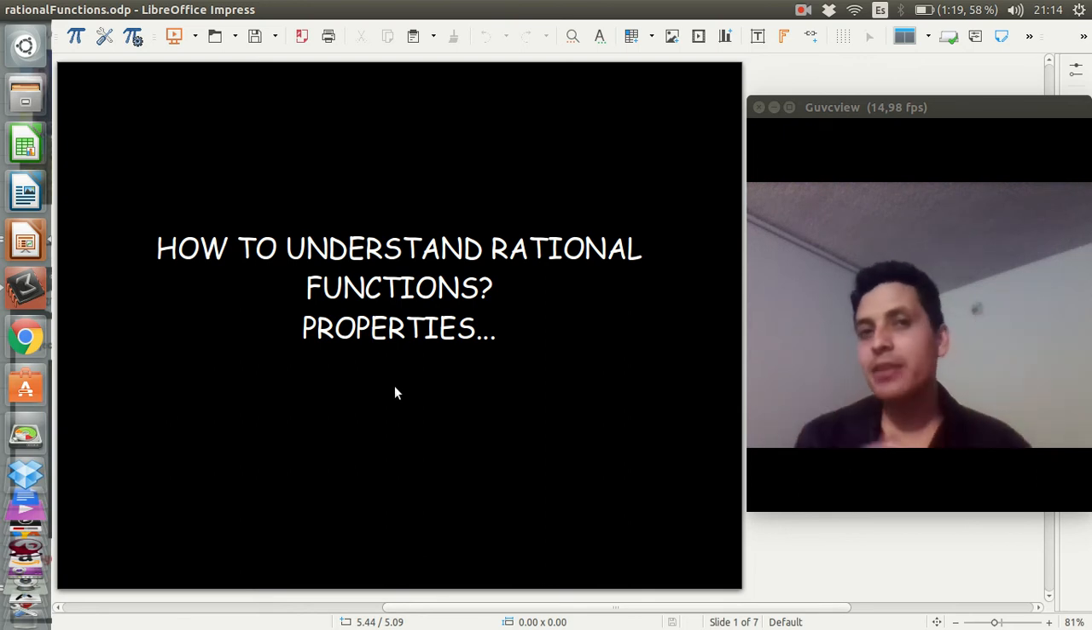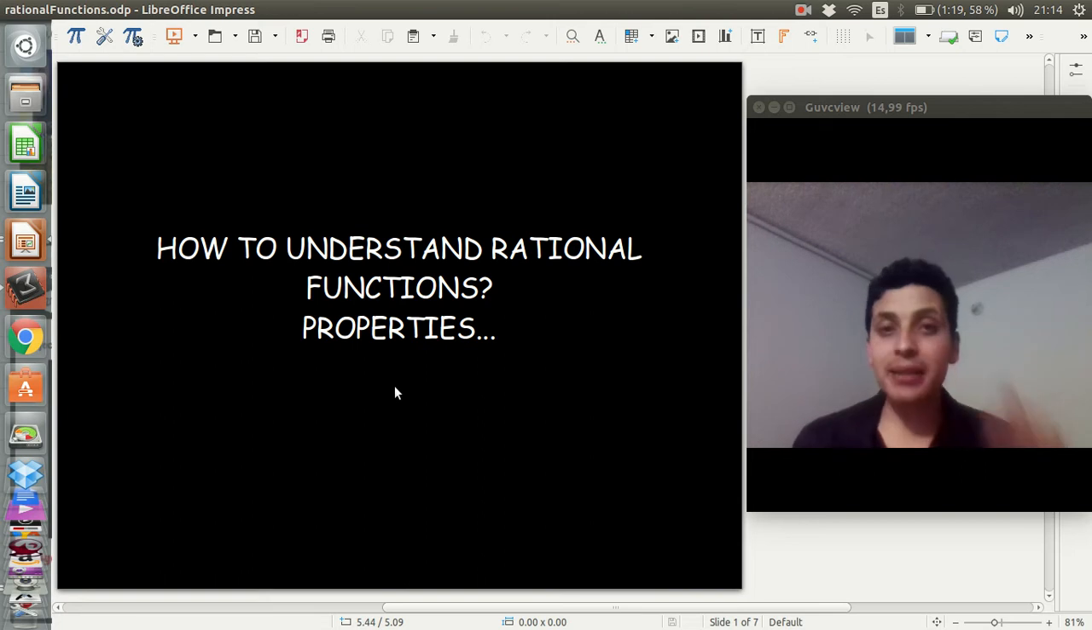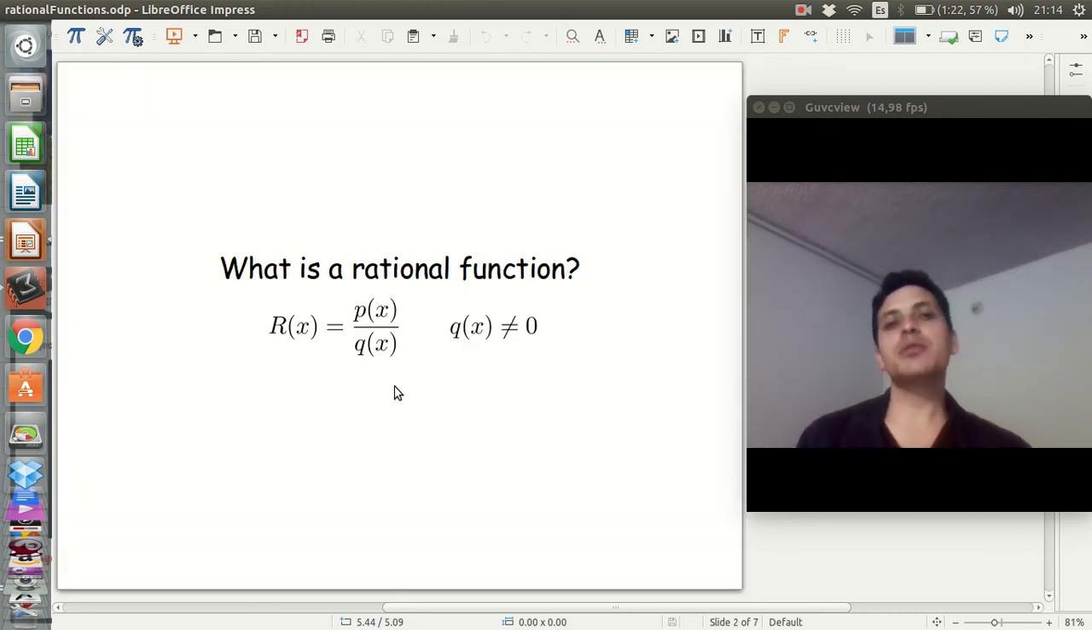I hope that you get information because this information helps you to understand the way to graph and the way to find domain and the way to find everything here. So let's go with rational functions, the properties of rational functions. Okay? So the first thing is, what is a rational function.